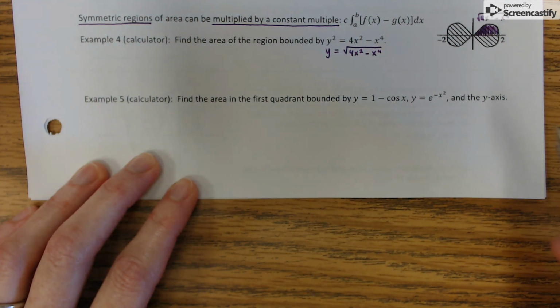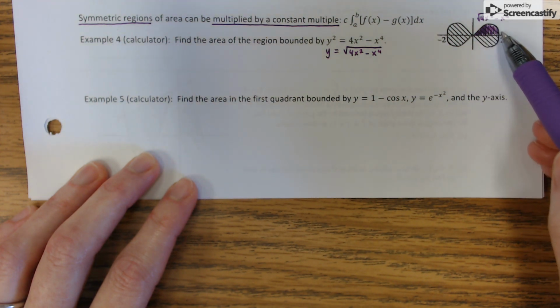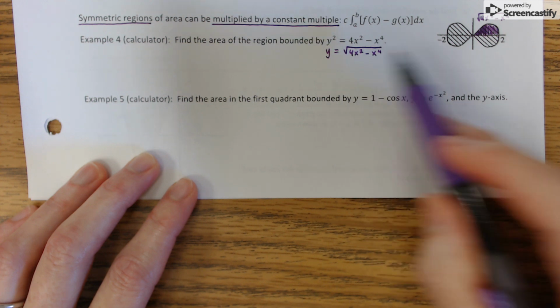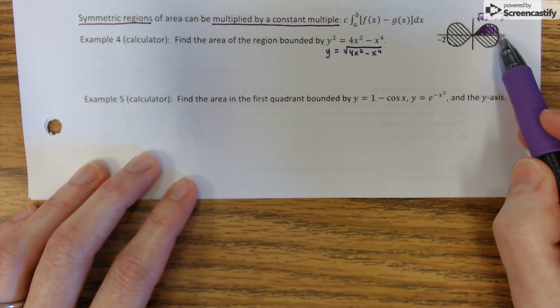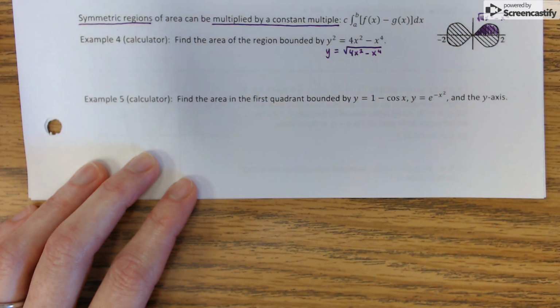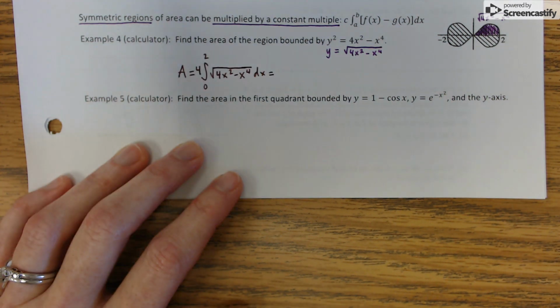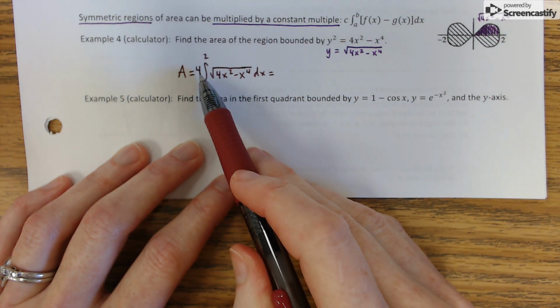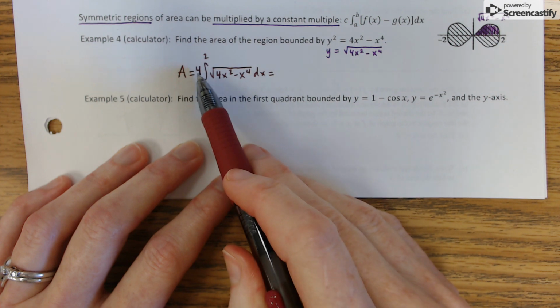To find the top function of the region, we just had to quickly take the square root of both sides of this equation. And notice we're only using the positive square root of that function. The negative square root is what creates the bottom half of that region. So to set up my integral to solve for the area, I'll first remember that I have 4 symmetric regions, so I need to multiply my integral by 4.